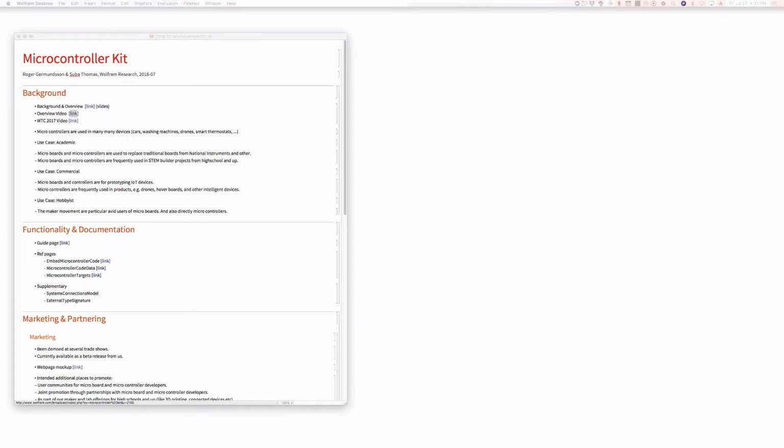Okay, for people who are joining this live stream, this is a discussion of a future feature for Wolfram Language, which actually I haven't seen for a very long time. So I'm excited to take a look at this.